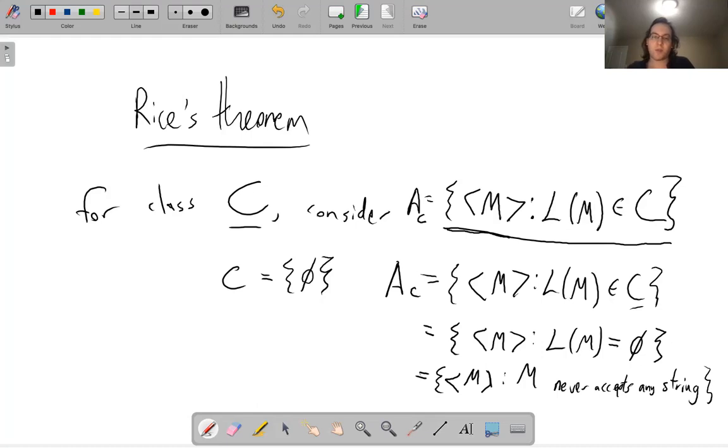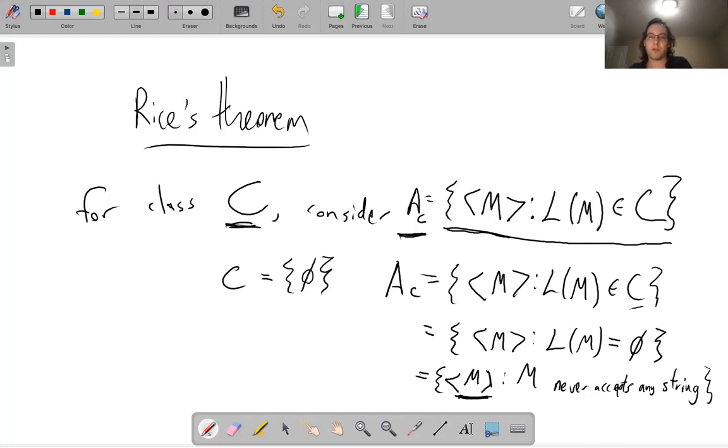So to decide A sub C in this particular case, we would be deciding whether an input Turing machine ever accepts a string, or if it rejects all the strings or loops on all the strings. So for any class C, we can define this set as this language. For any class C, we have an associated language.